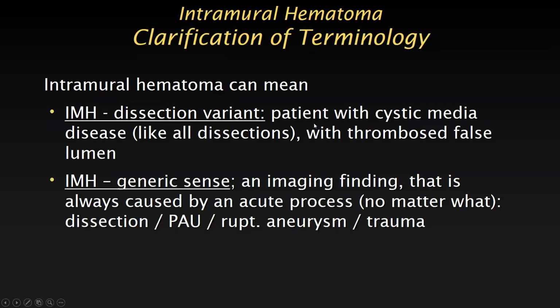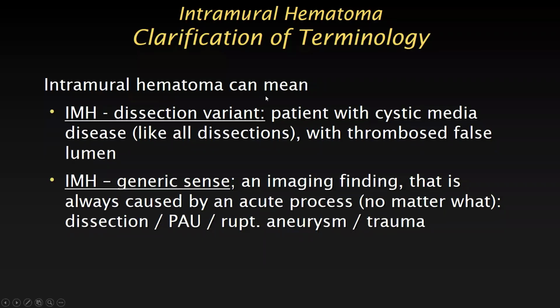But those are patients who have cystic media disease and who have essentially a potential space where blood can rush in. And it can extend from the ascending all the way down to the descending aorta. They look, from the extent, exactly the same as aortic dissections, but for some reason, they don't develop a true lumen and a false lumen, but they develop a true lumen and a thrombosed false lumen.